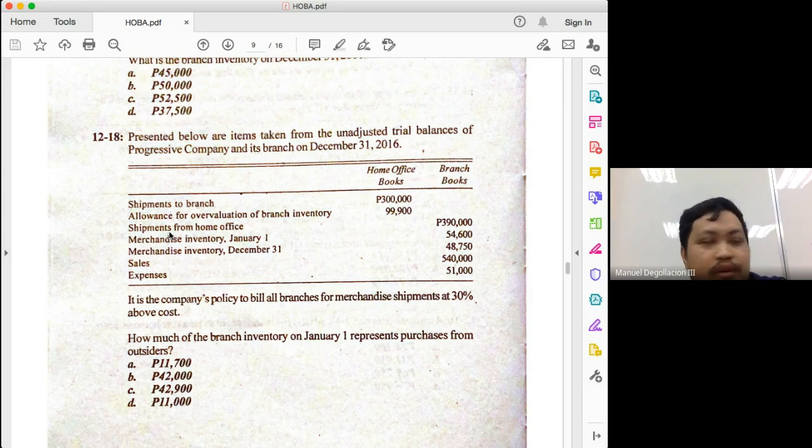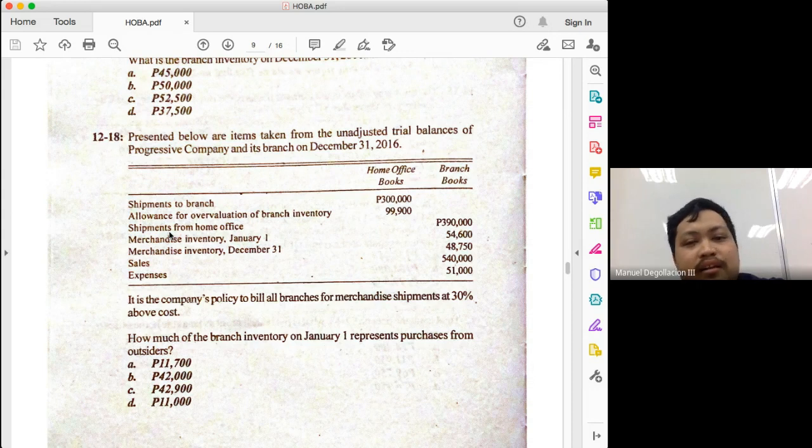So only one step remains, class. 54,600 minus 42,900 will give you how much? Please help me here. 11,700, and that will already be our answer.